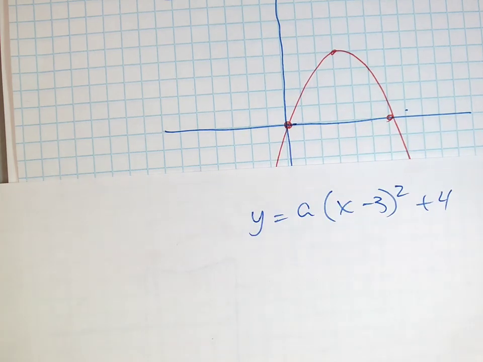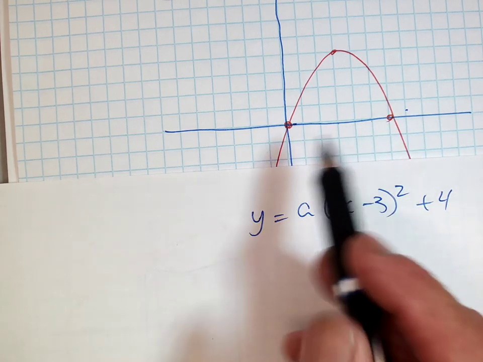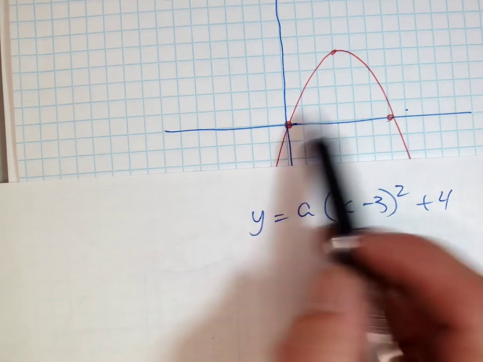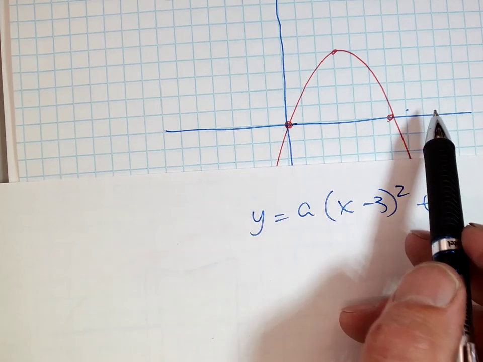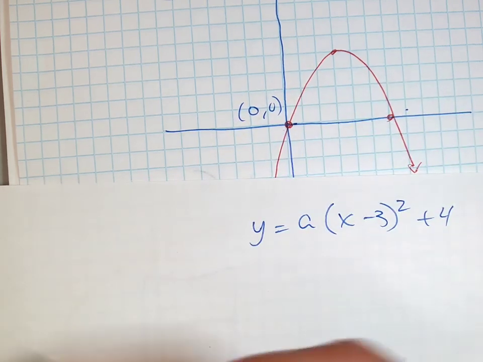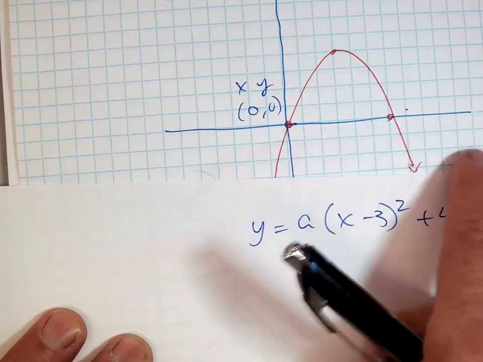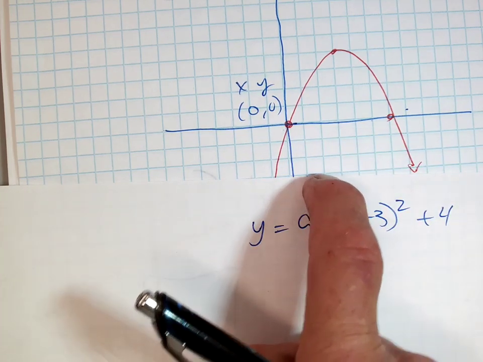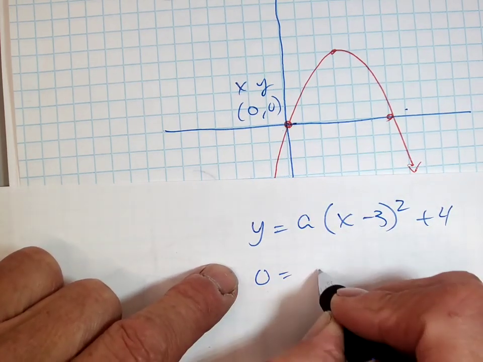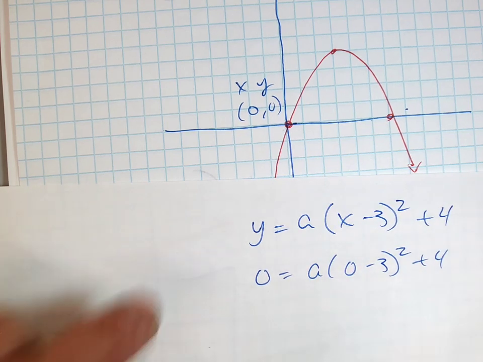So what I don't know, though, is the value a. It's got to be negative because it's upside down. I'm going to pick either point. Well, the easiest point is 0, 0. They both will work, but let's just pick 0, 0, because that's a point on the graph. So that's an x value and a y value, right? You can pick either point, but 0, 0 is easier to work with. So we'll go 0 equals a times 0 minus 3 squared plus 4.